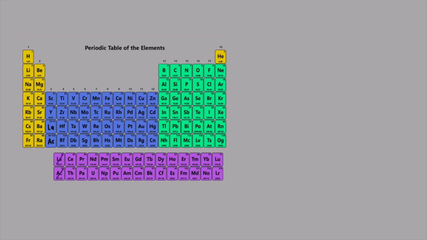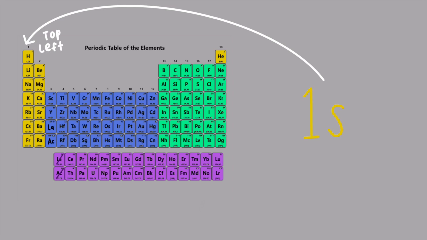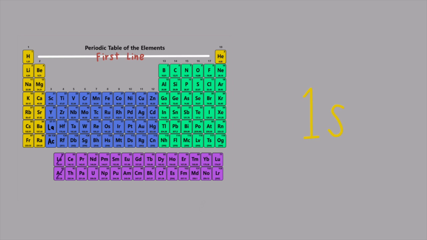So starting off, this is just like reading a book. You read the book from the top left of the page to the top right. Then you return under the first row on the left and read to the right again and again. We need to know that the first S block starts with 1s. That's the top left of our page. Our page is the periodic table. You then read the first line left to right.